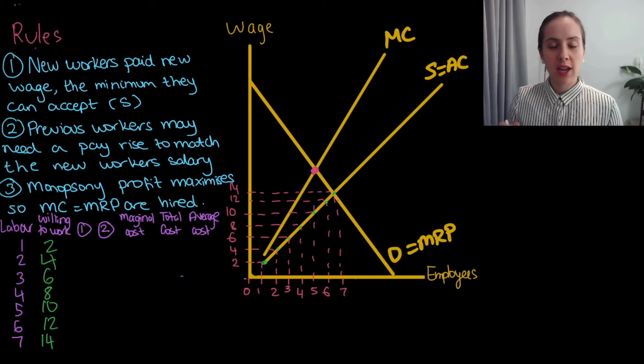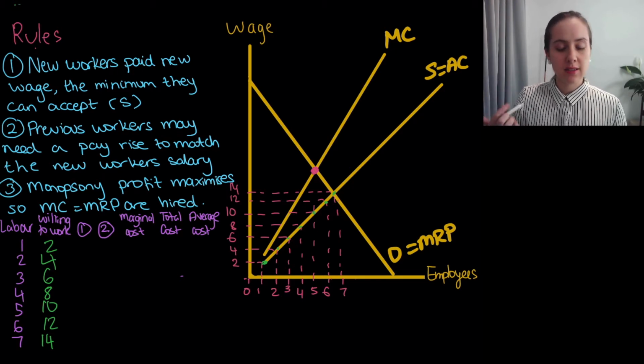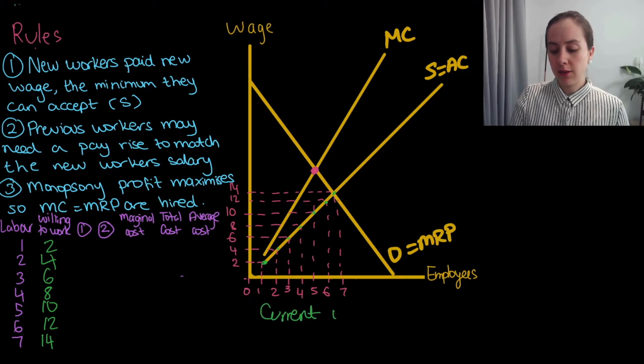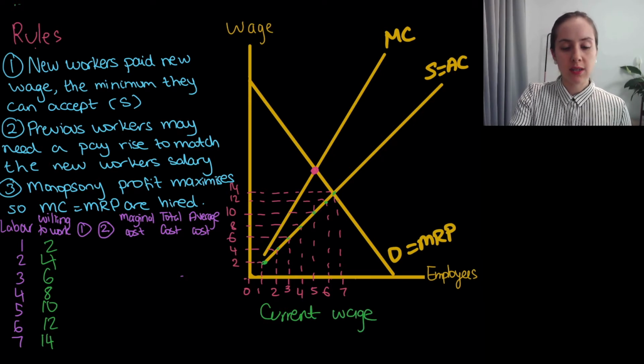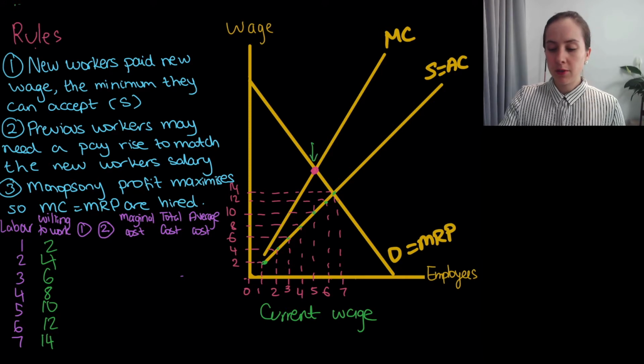So let's say a minimum wage is introduced, and let's say that the minimum wage is going to be higher than the current wage. So the current wage is going to be determined by rule 3, that the monopsony is profit maximizing. So the monopsony sets MC equal to MRP and is going to choose to hire 5 people, and it's going to hire them at the minimum that they can accept. So these 5 people are willing to work at the minimum of 10. So that's the current wage.